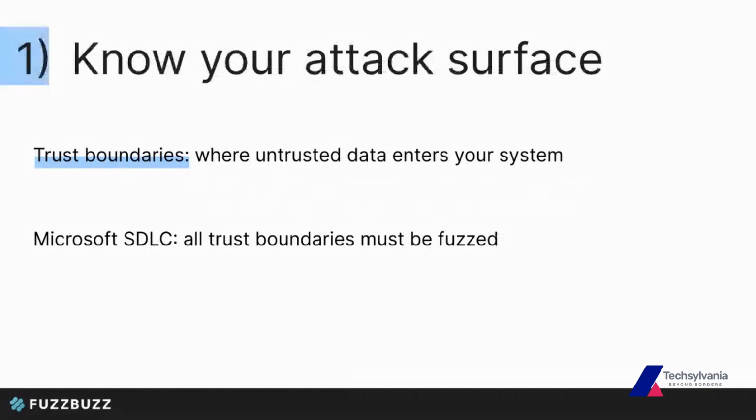For web apps, this could be something like a form input. In a REST API, this would be any routes that accept post, put, or patch, along with any headers and query parameters. Trust boundaries are such critical parts of a code base that fuzzing all trust boundaries of a code base is actually a critical step of Microsoft's Security Development Lifecycle, or SDLC.